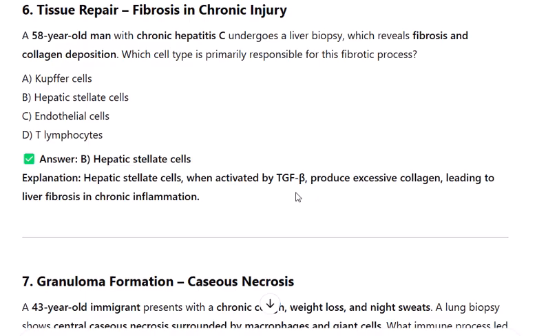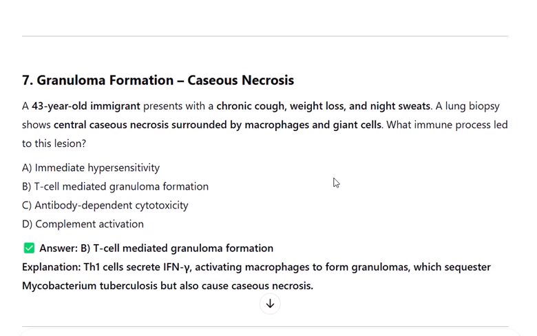7. Granuloma formation, caseous necrosis. A 43-year-old immigrant presents with a chronic cough, weight loss, and night sweats. A lung biopsy shows central caseous necrosis surrounded by macrophages and giant cells. What immune process led to this lesion? A. Immediate hypersensitivity, B. T-cell-mediated granuloma formation, C. Antibody-dependent cytotoxicity, D. Complement activation. Answer B. T-cell-mediated granuloma formation. Explanation. Th1 cells secrete IFN-gamma, activating macrophages to form granulomas, which sequester Mycobacterium tuberculosis but also cause caseous necrosis.